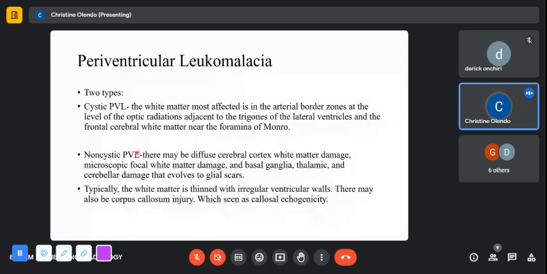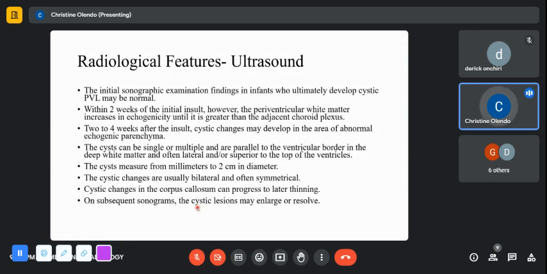The white matter can also be thinned. This will be later, with an irregular ventricular wall, and also the corpus callosum will become injured and echogenic, and with time in some patients it will also be thin. So the radiological features, I think we have already alluded to it. At around 2 weeks, the periventricular white matter will have increased echogenicity, greater than the adjacent choroid plexus.